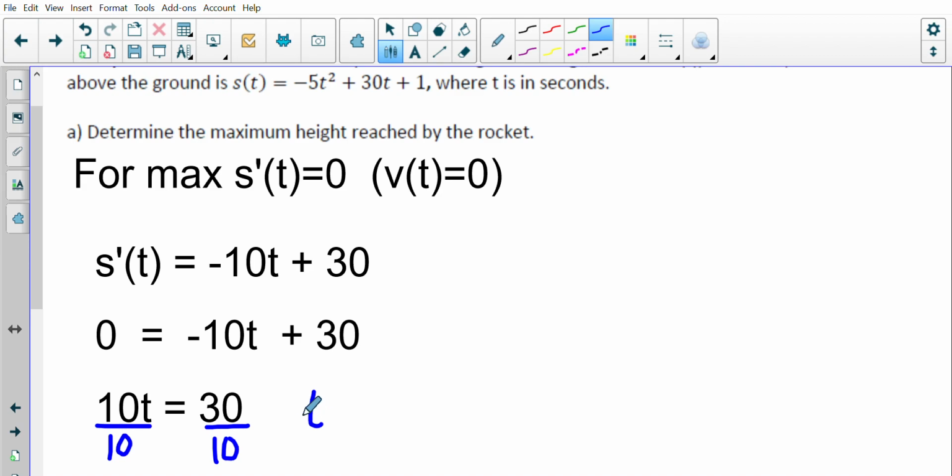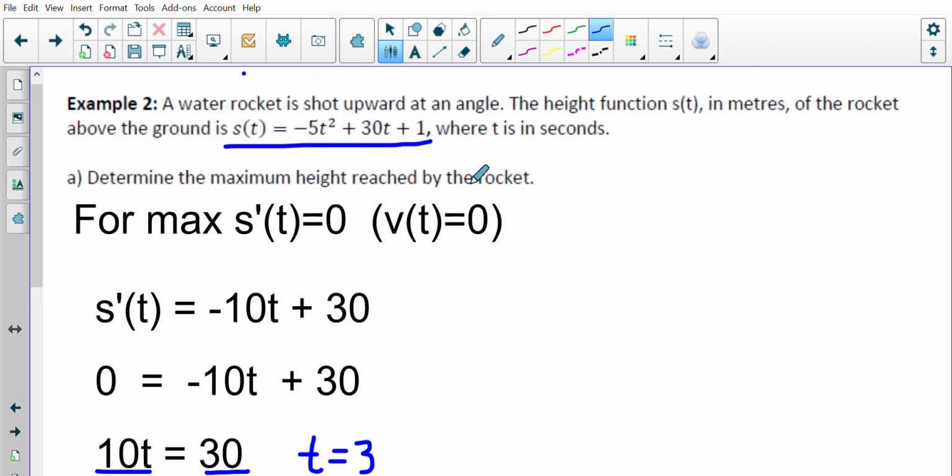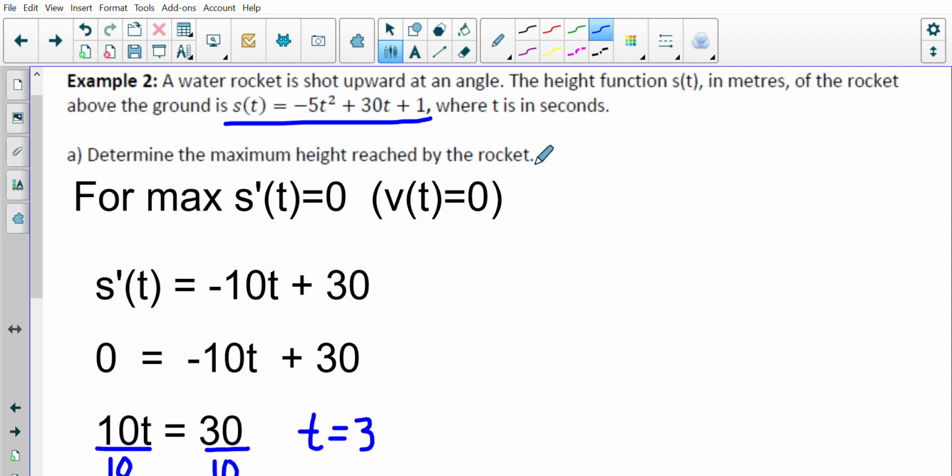And, well, t is equal to 3. But that's just telling me the time at which we've reached the maximum height. That's not telling me the maximum height. So I'm going to have to sub this value back into our original equation, because our original equation tells us the height of the rocket.